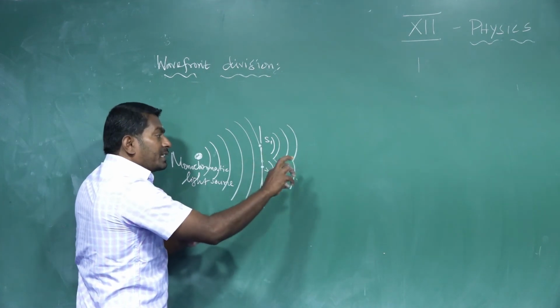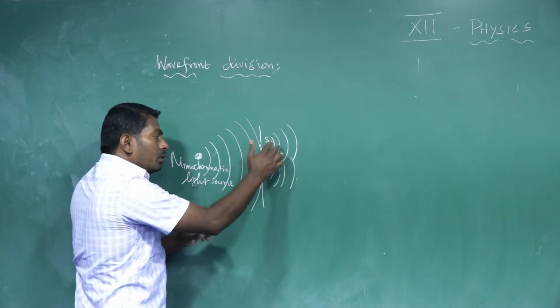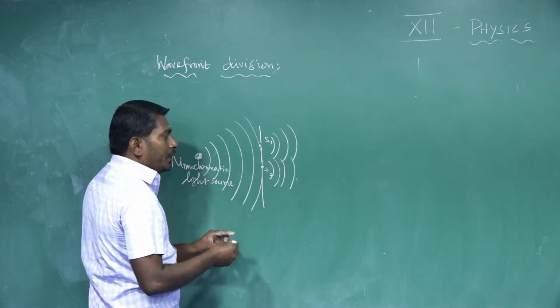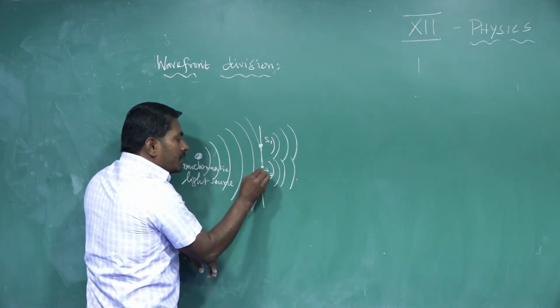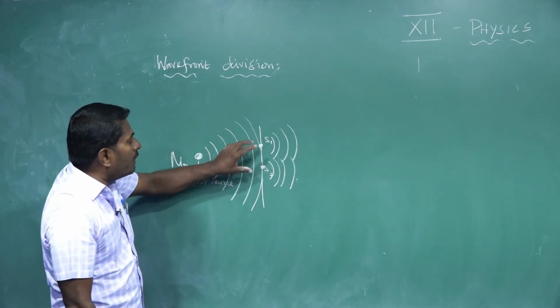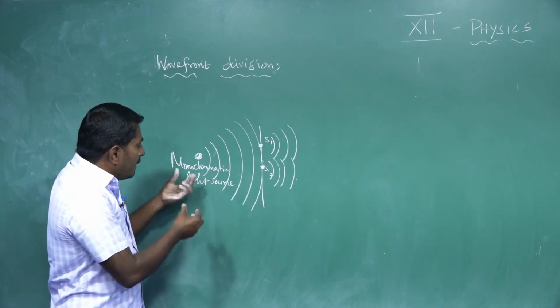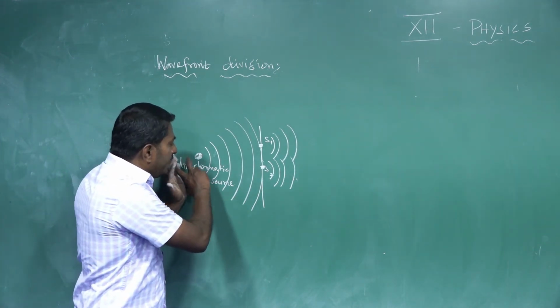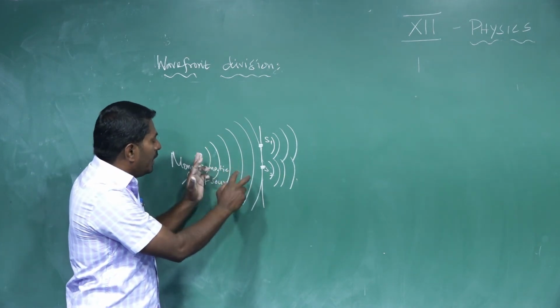There may be a constant phase difference between the two waves. Both the waves have the same wavelength or frequency and also the same amplitude. Then the S1 slit and the S2 slit act as two coherent light sources. Already we have only one monochromatic light source, and waves originate from that monochromatic light source.